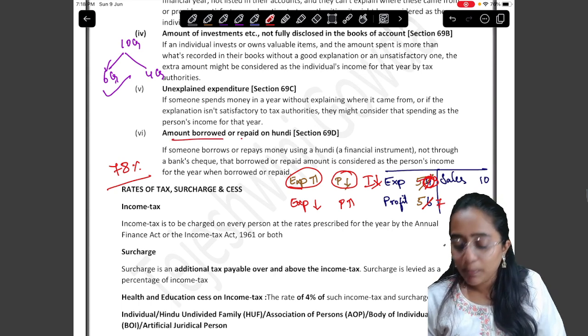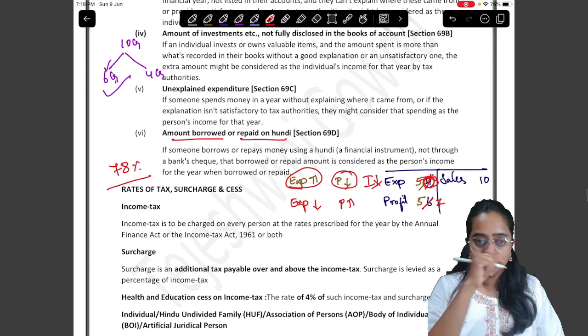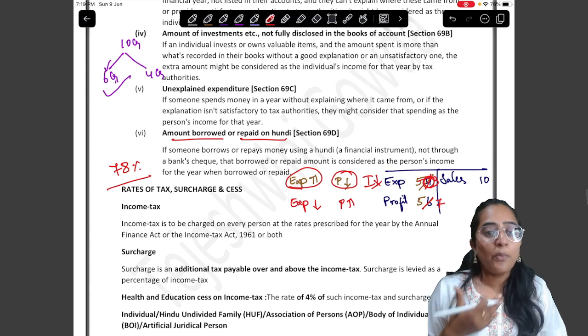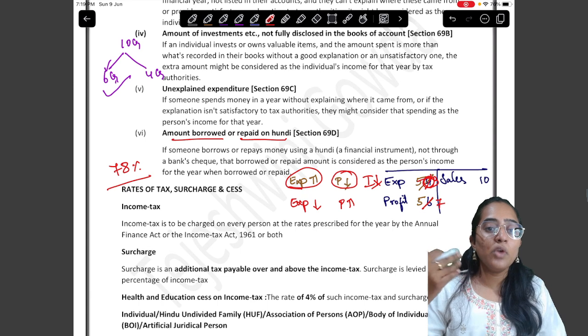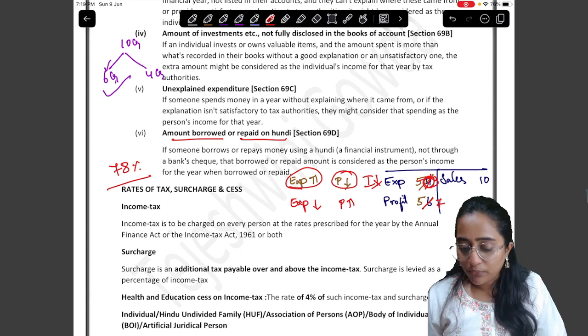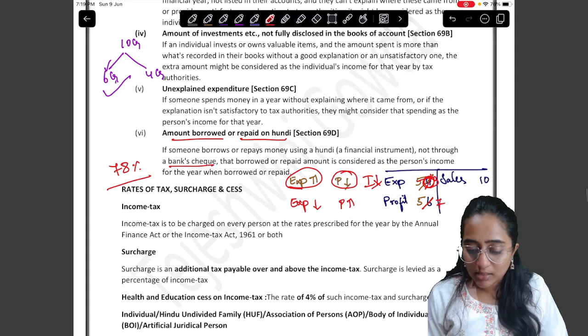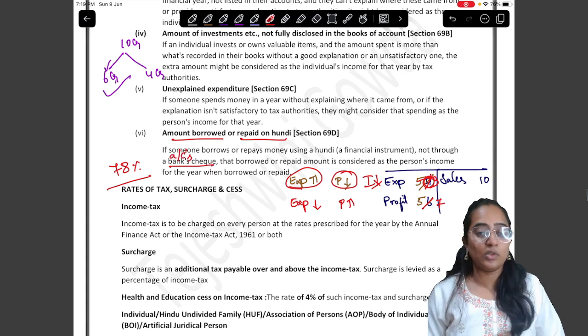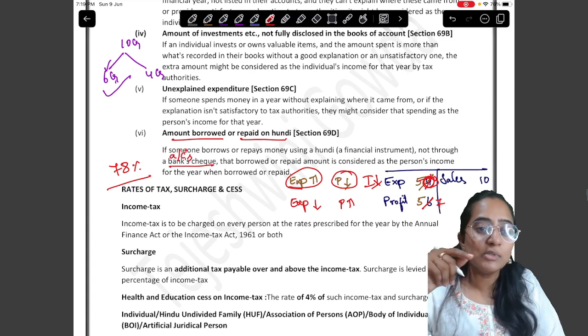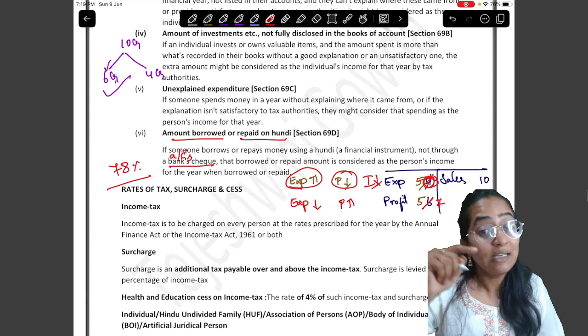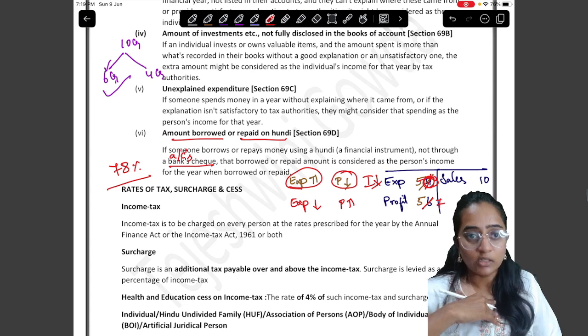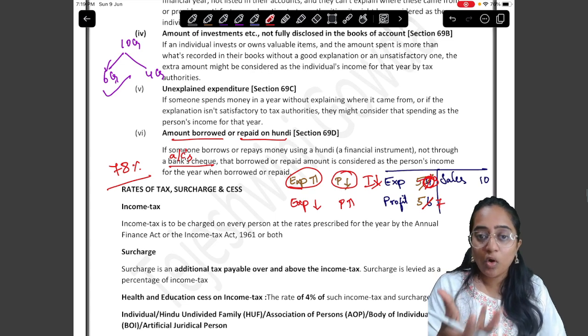Amount borrowed or repaid on hundi. People, try to understand. Okay. If you borrowed the money or if you have repaid the money in a form other than bank cheque, that is account payee cheque for that matter, then that income is going to be considered as your undisclosed income.